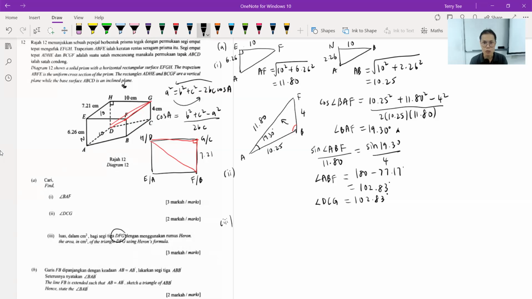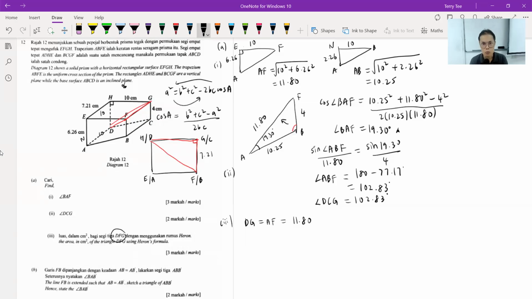Maybe I redraw this for you. This is your HG. This is 10. This is 6.26. Okay, actually, you know DG and AF are the same, right? I don't have to recalculate this. My DG is the same as AF, which I got earlier, 11.80. Okay, what I need to do is to find DF.